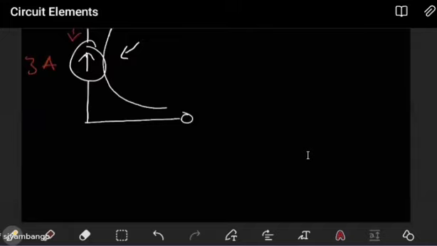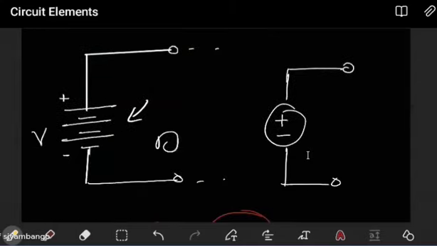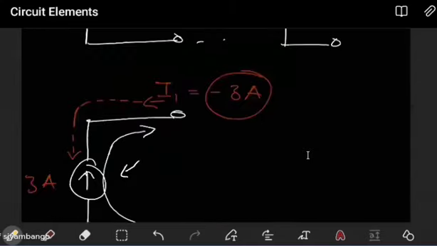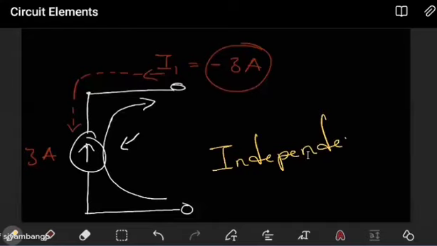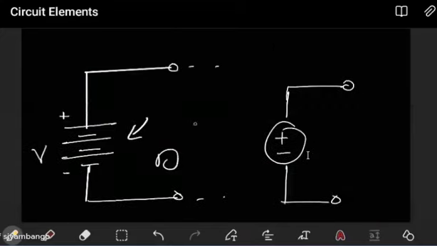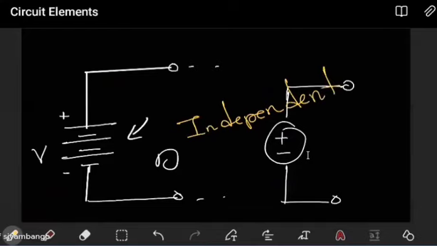The ones that I was writing here for voltage sources, these two, and then for current source, this one here, these are independent sources. This is an independent current source. Same here, these two are telling you that you're dealing with an independent voltage source. So that's what you're dealing with there.